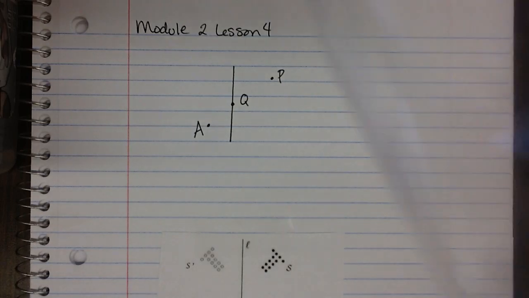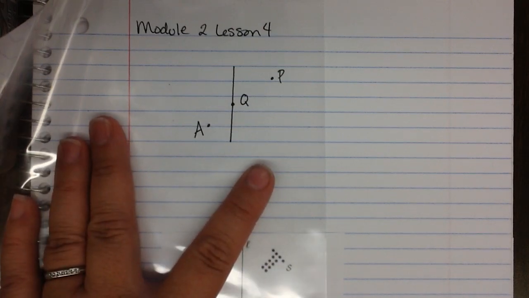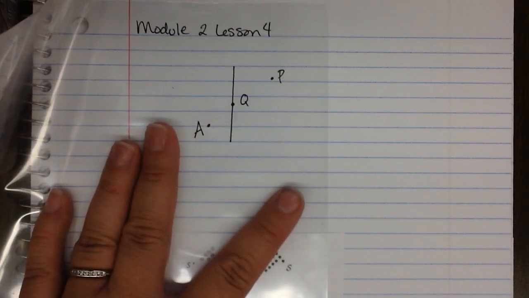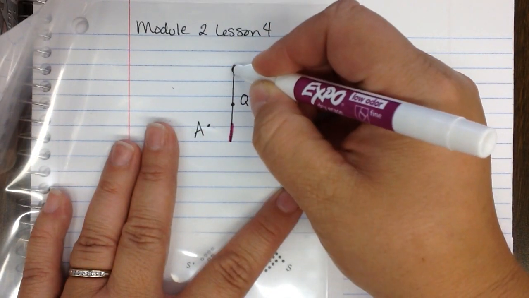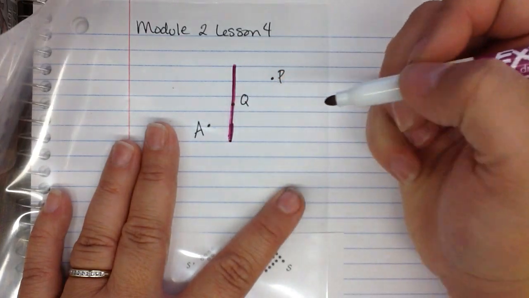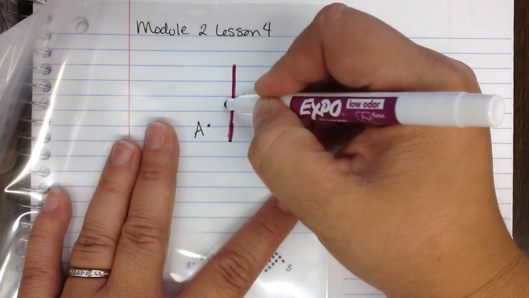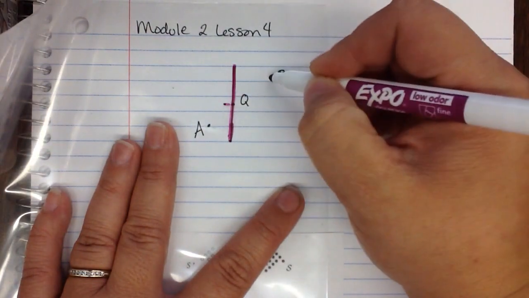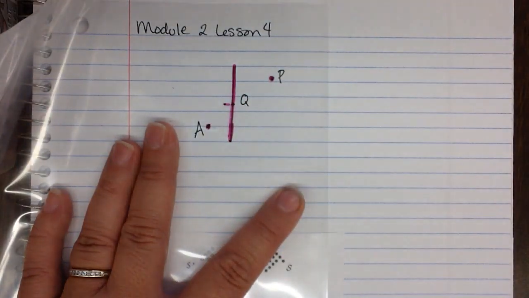Again, we're going to use the sheet protector. I keep calling it transparency. This is how you do a reflection. I'm going to draw my line of reflection. Every time you have a reflection, you will have a line of reflection. That's how you make a reflection. I have point Q, which I'm drawing on the line. Point P is over here, and A is over here.